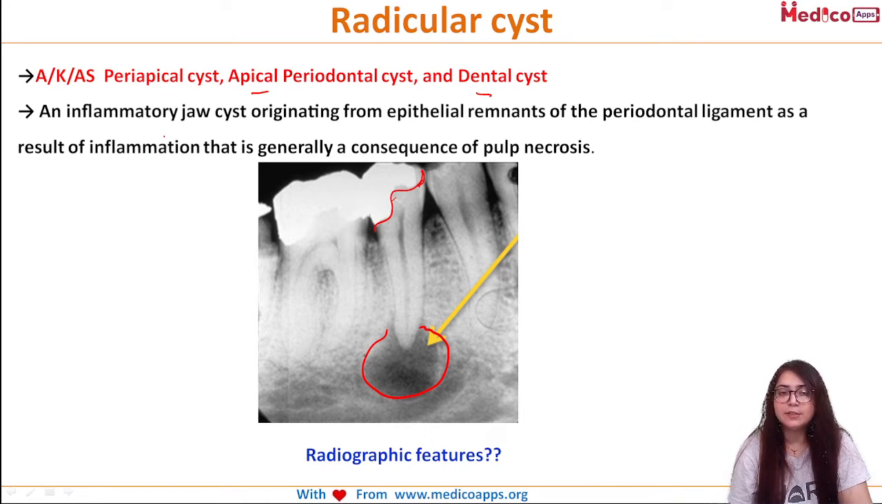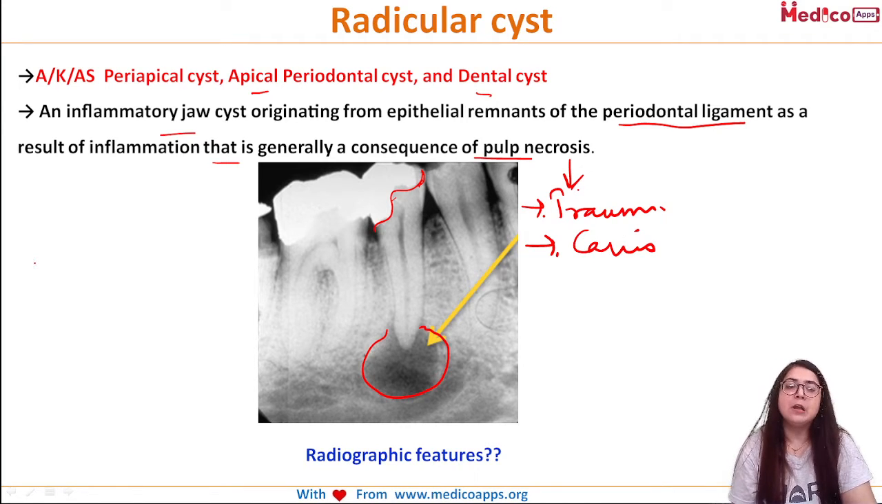So this is an inflammatory jaw cyst originating from the epithelial remnants of the periodontal ligament. That's why it is also known as apical periodontal cyst, as a result of inflammation that is generally a consequence of pulp necrosis. Now this pulp necrosis, either it could be due to trauma, but generally it is due to caries. Also there is male predilection, it generally occurs in males as compared to females, but that doesn't mean that females will not have it. Even in the question itself you can see that it is relating to a female. Now this is the radicular cyst.